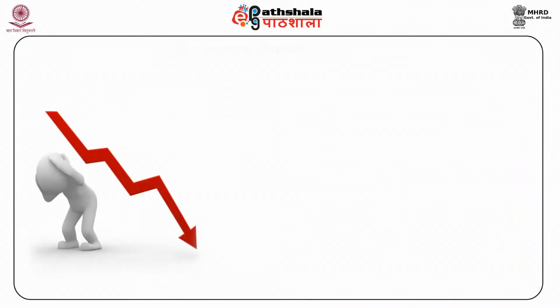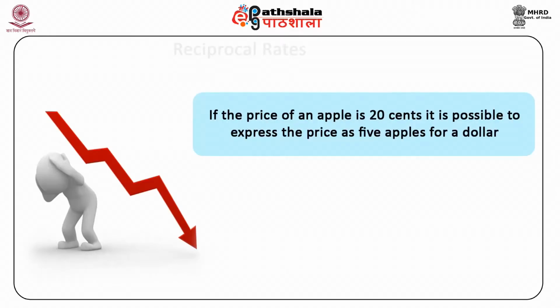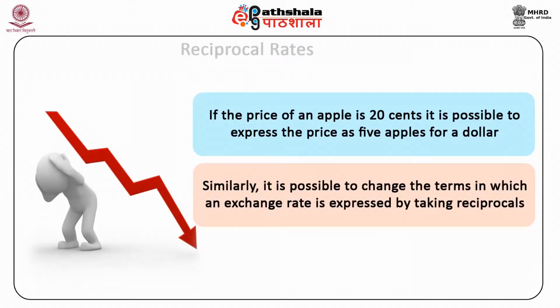First one is reciprocal rates. If the price of an apple is 20 cents, it is possible to express the price as 5 apples for a dollar. Similarly, it is possible to change the terms in which an exchange rate is expressed by taking reciprocals. Express the exchange rate quotation US dollar 1 equals 124.50 yen with the yen as the commodity currency and the dollar as the terms currency.